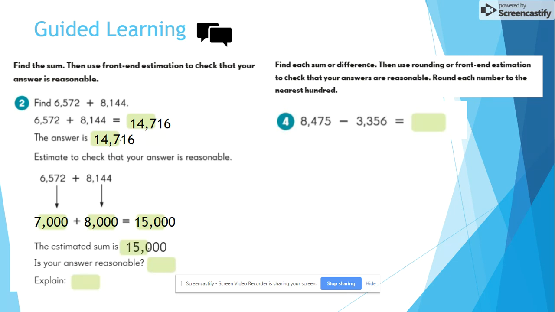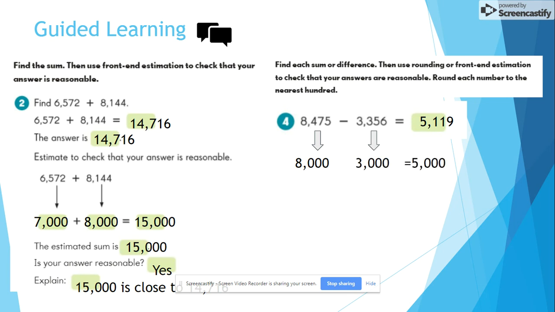The next problem, we got an actual answer of 5,119. Again, we want to use rounding to the nearest thousand since they both have a thousands place. That's the digit in front, the place in front. So it rounds to 8,000 minus 3,000. We subtract and get 5,000. So again, our answer is reasonable because 5,000 is very close to 5,119.